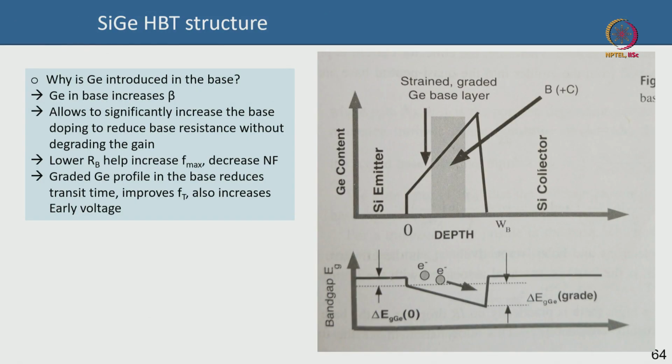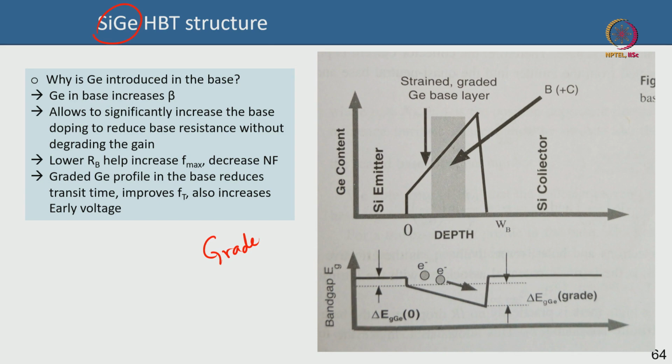So, in silicon germanium HBT, the fundamental question is, why do people introduce germanium in the base to make it silicon germanium? What is the reason for having germanium in the base? The reason is because you can tune the band gap, and it helps improve certain device properties. So, you do not just normally introduce germanium, you grade the germanium. The composition of germanium keeps changing.